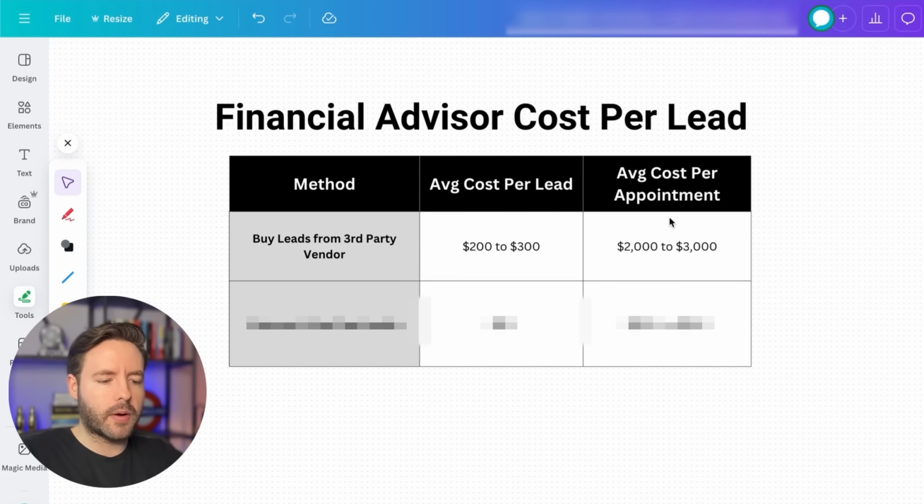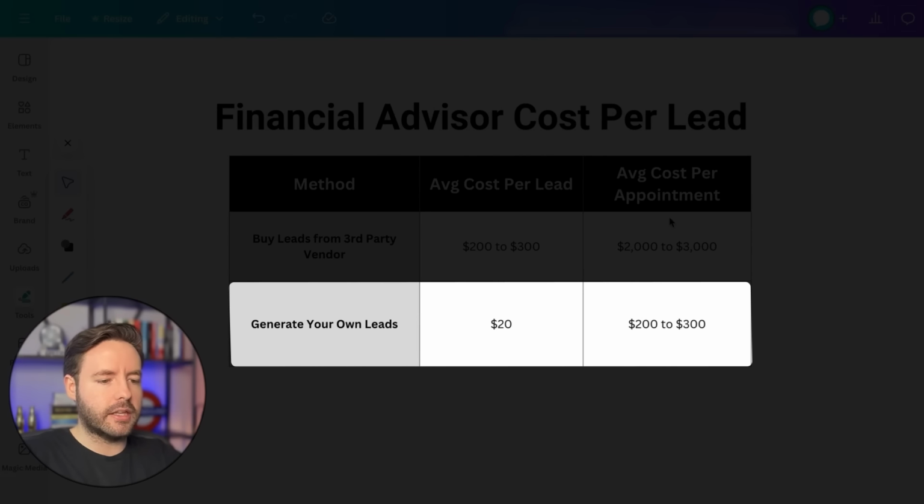But if you're curious about how much you would pay if you generated your own leads, then this is what we typically see with our clients. So what we typically see is that the average cost per lead is only $20. And this is not for an appointment. This is just for someone that expresses interest in what you do and they'd like to learn more.